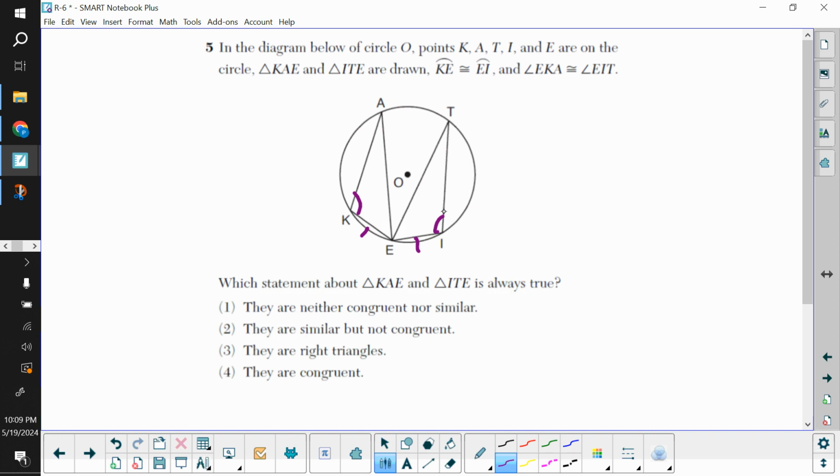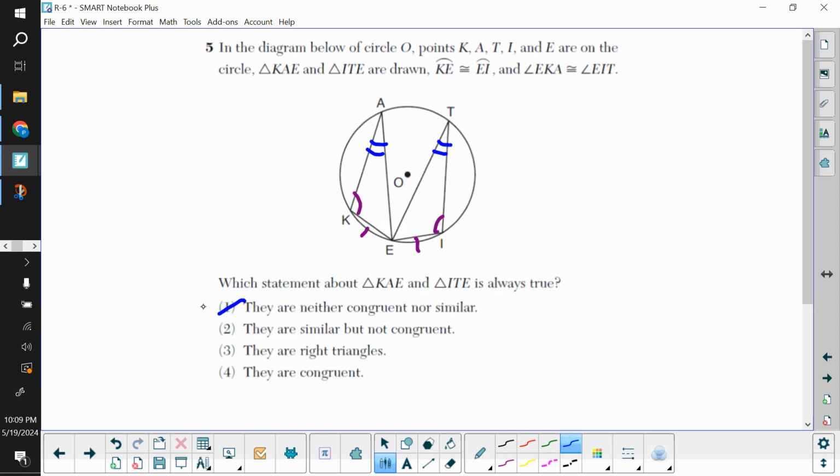Well, one thing we want to know is that angle A and angle T are inscribed, and they're opening up to congruent arcs. Inscribed angles are always half their arc, so whatever the arc KE and the arc EI are, A and T would be half those degree values. So we know that these two are congruent. So we can definitely rule out that they're neither congruent nor similar, because right now we have angle angle, and the angle angle similarity postulate gives us similar triangles.